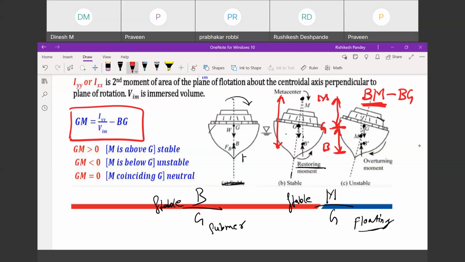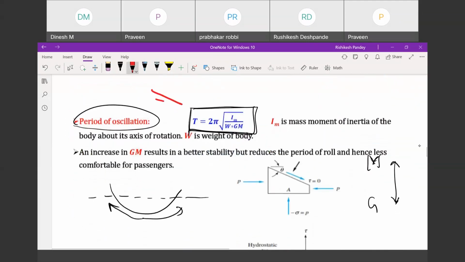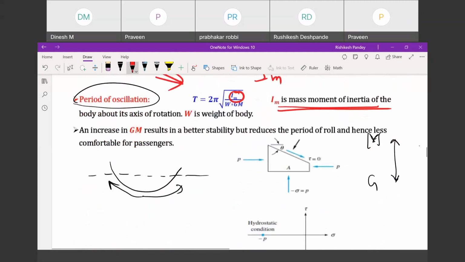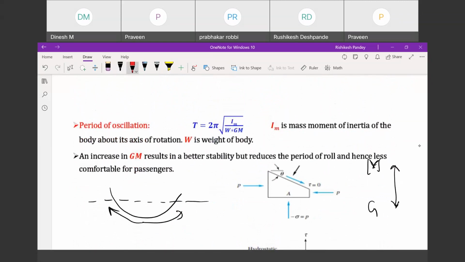Now you note here that this is your area moment of inertia. But in the calculation of time period, this I is Im, which is the mass moment of inertia. But in case of Gm, this I is the area moment of inertia. So with this, you can calculate your time period.